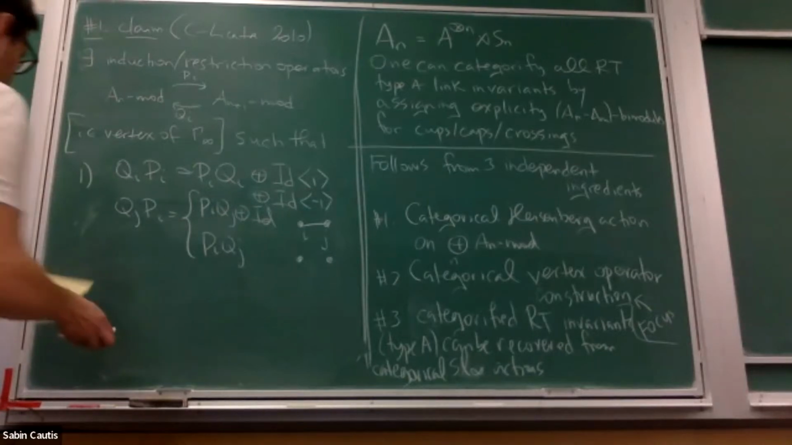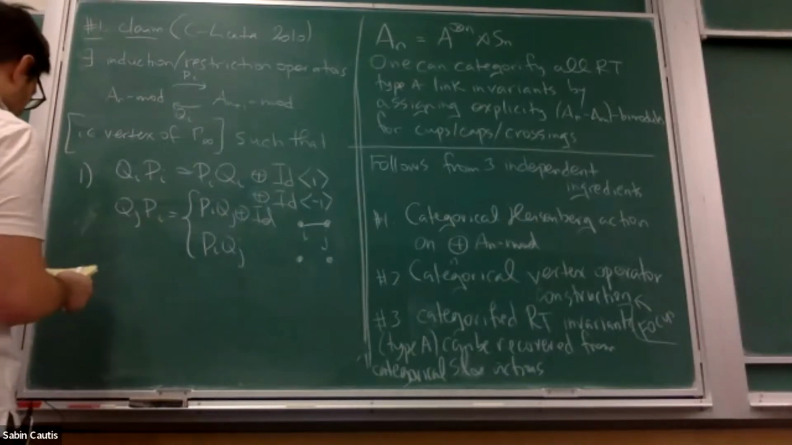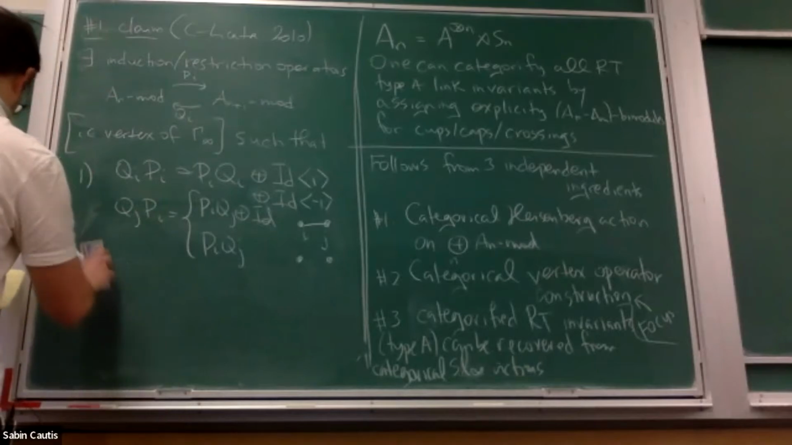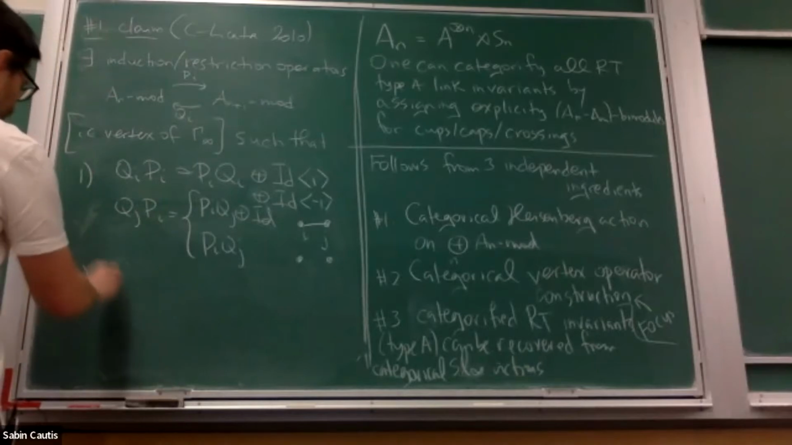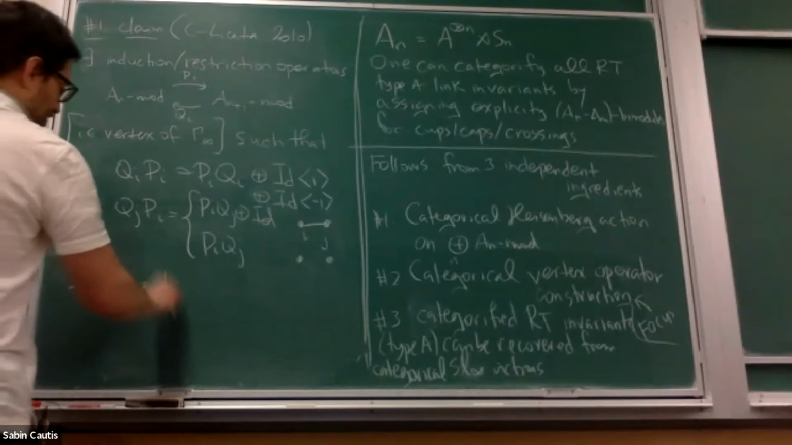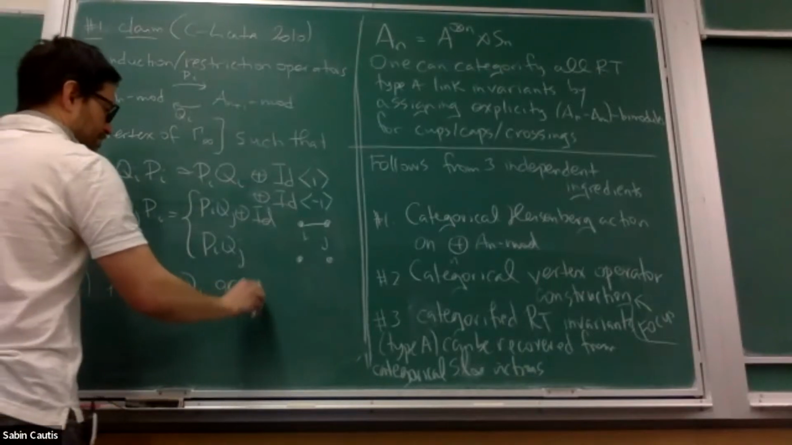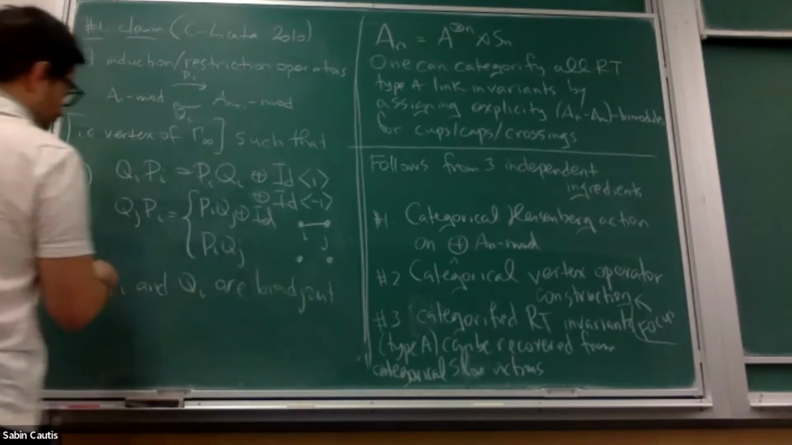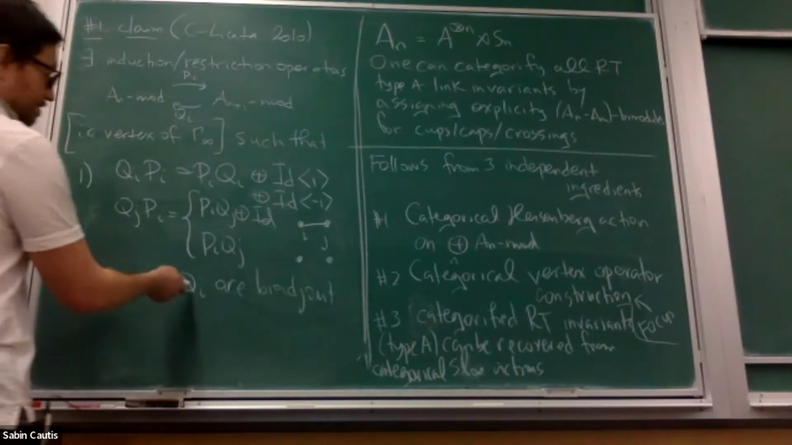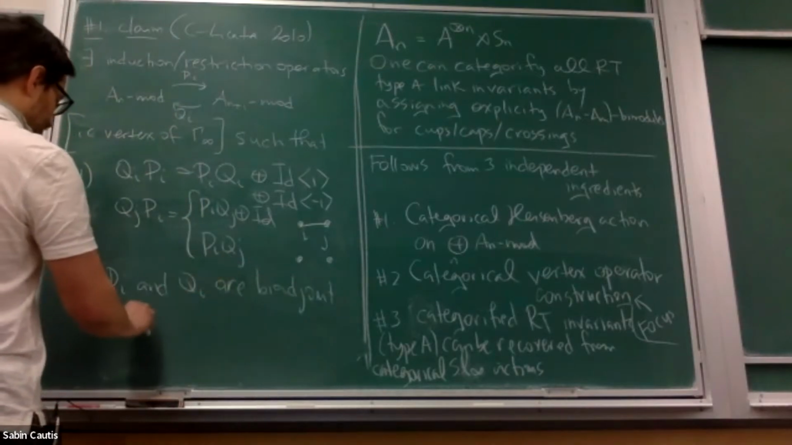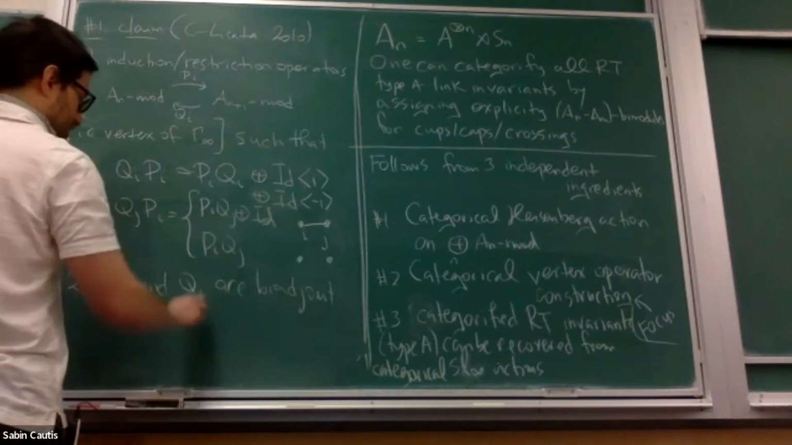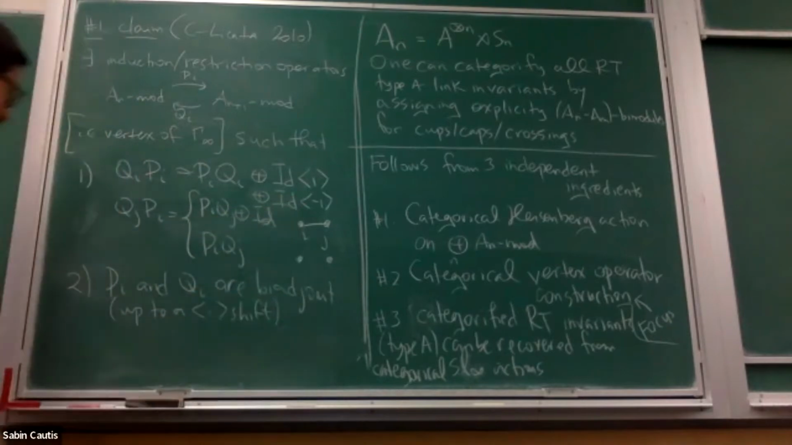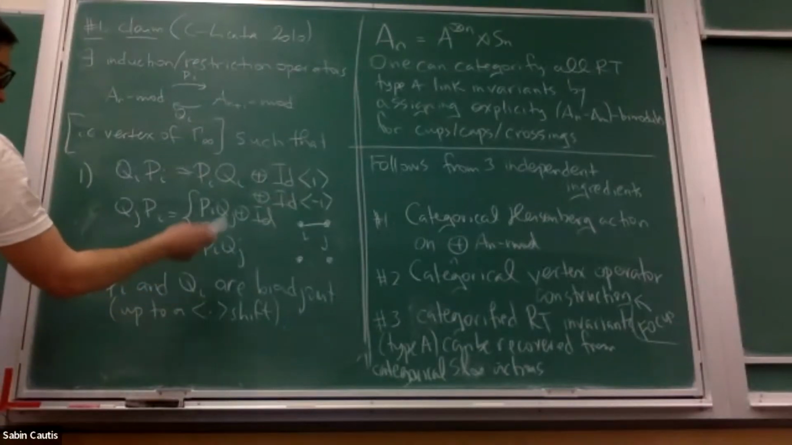Okay, and so that's the commutators. And then the other thing, a minor thing we can add in here, is that PI and QI are bi-adjoint. So the right and left adjoints of PI are both QI up to a shift. I can tell you what the shift is, but there's not really any point. Up to a shift of plus or minus 1.